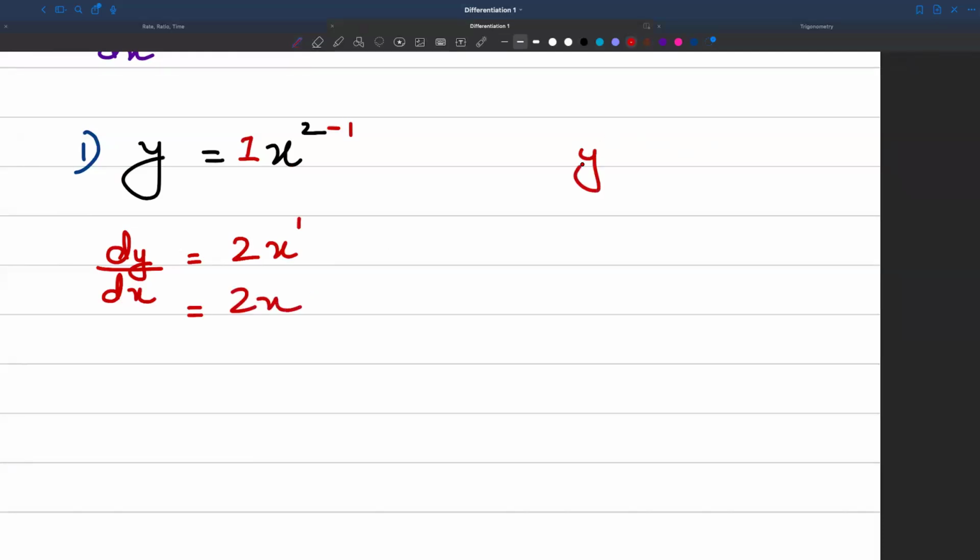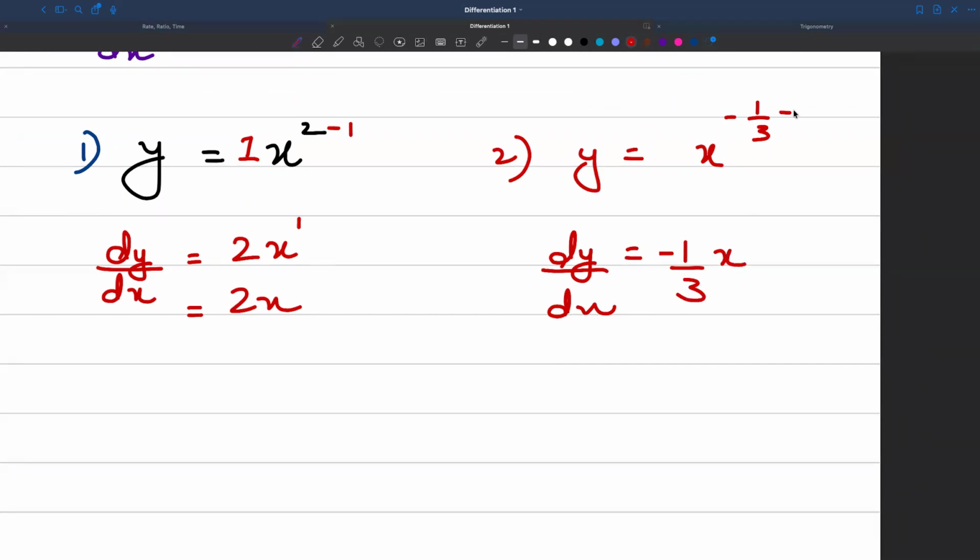So I can write anything, y equals x to the power minus 1 upon 3. What would you do? Minus 1 upon 3 will multiply and then you subtract 1. So this will become what? Minus 4 upon 3.